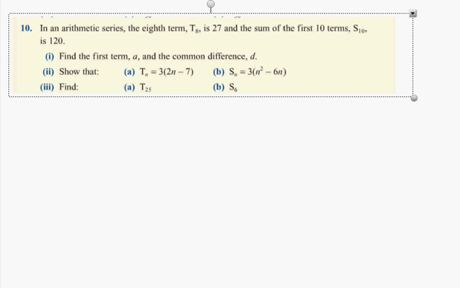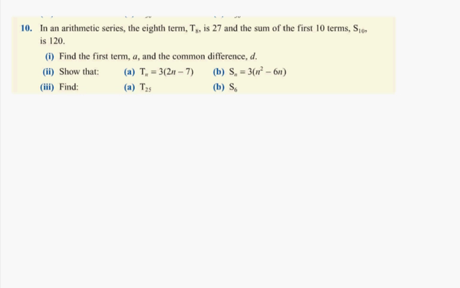There's an arithmetic sequence. The 8th term, T8, is 27. The sum of the first 10 terms, S10, is 120. Find the values of A and D. Everybody alright with that?